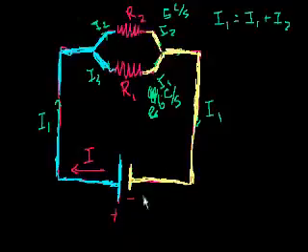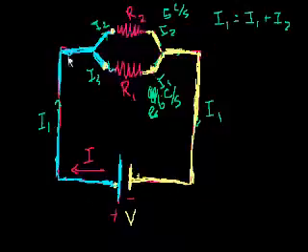Right? So the voltage difference between here and here, let's just call that the voltage, right? The voltage difference between that point and that point is the exact same thing as the voltage difference between this point and this point, which is the exact same thing as the voltage difference between this point and this point, right? So what can we say? So what is the total current in the system?